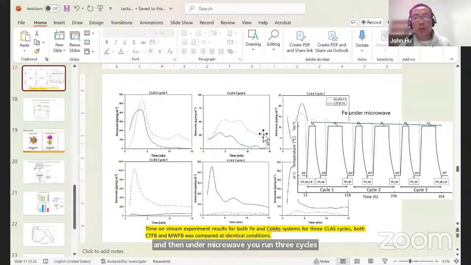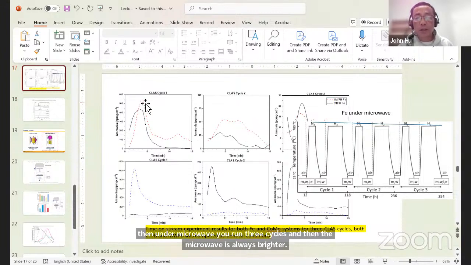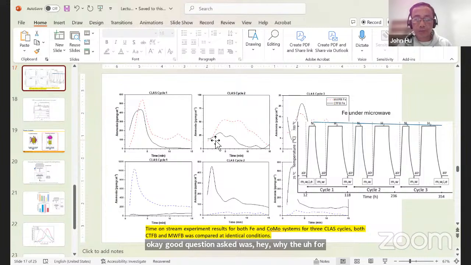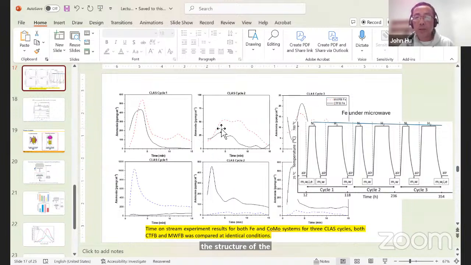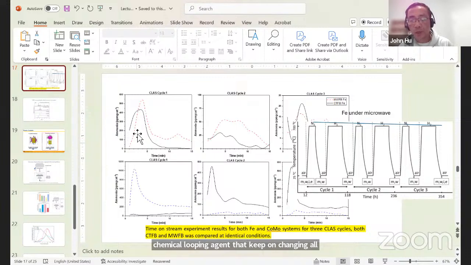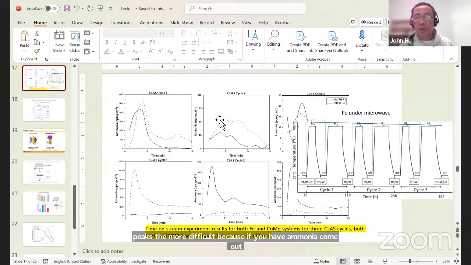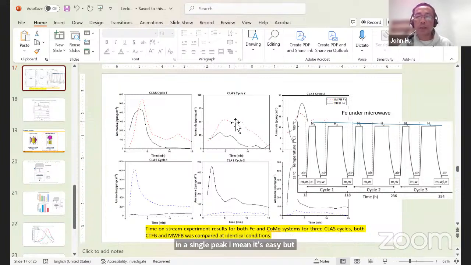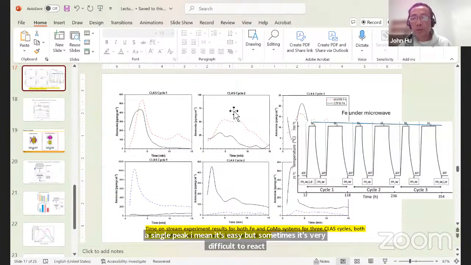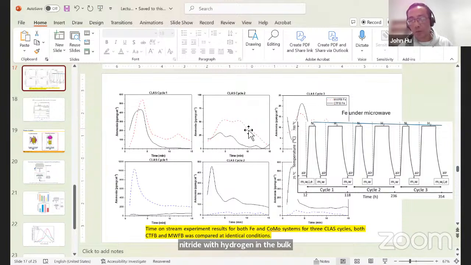Okay, the good question asked was, why are the iron and the shape different? That's a very good question, because keep in mind that in the shrinking core model, the structure of the chemical looping agent keeps changing. The more peaks, the more difficult, because if ammonia comes out in a single peak it's easy, but sometimes it's very difficult to react nitrite with hydrogen in the bulk and then the dissolved ammonia. So that's why sometimes you have multiple peaks.